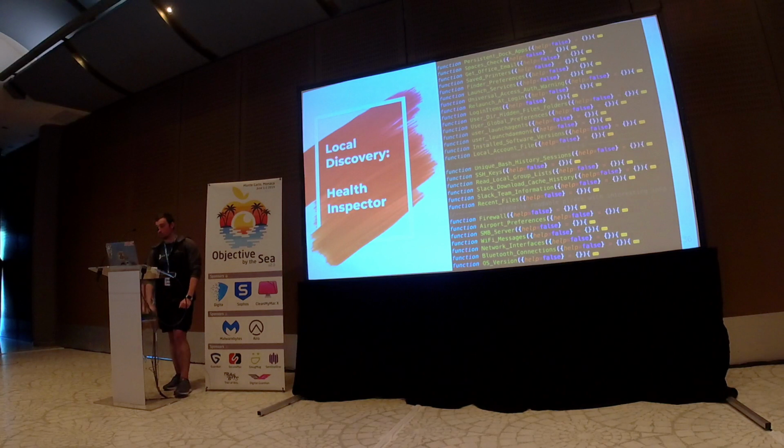So this is the first iteration of Health Inspector. This is all the stuff that goes through and pulls for you, parses back, and gives you interesting information. So you can see here a couple interesting ones are going through to look at launch services. So you can see which programs have URL schemes registered, what programs are associated with what file extensions.